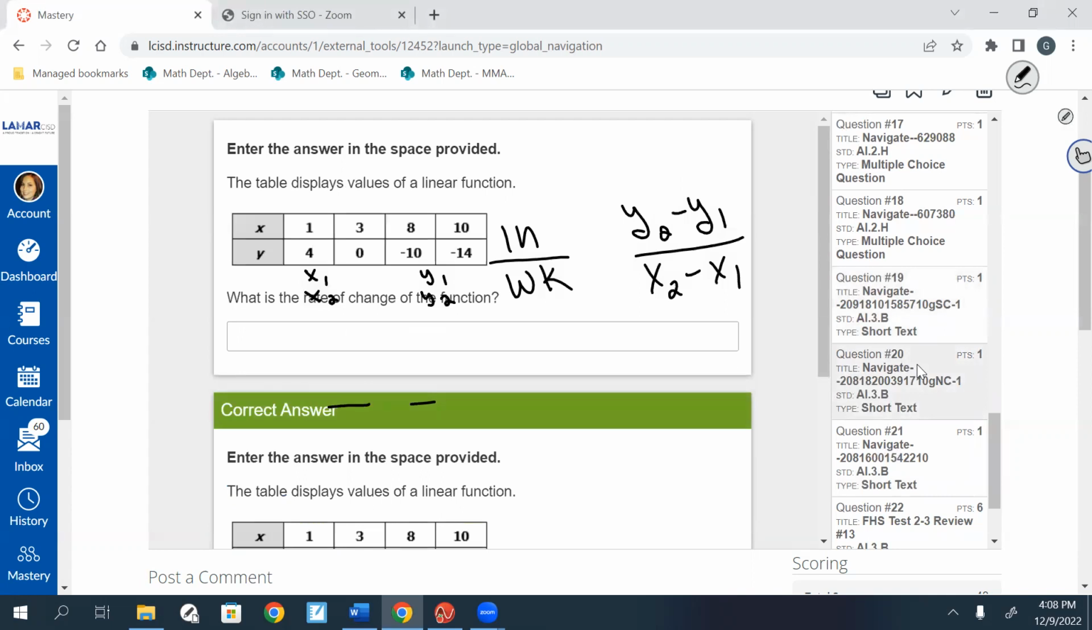Okay, this one here as well, y'all, same thing. We're using the slope formula because it says what is the rate of change. So y'all, rate of change is slope. So it's change in Y over change in X. So you got your table, so label it Y1, Y2, X1, X2. And there you go. Just put it in your formula.